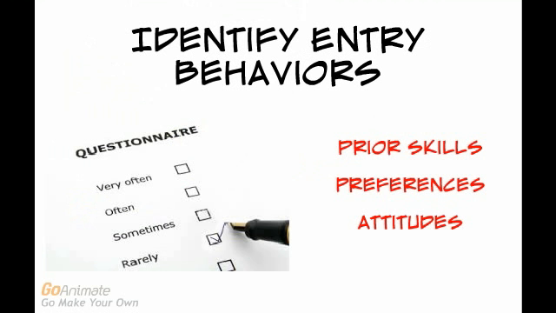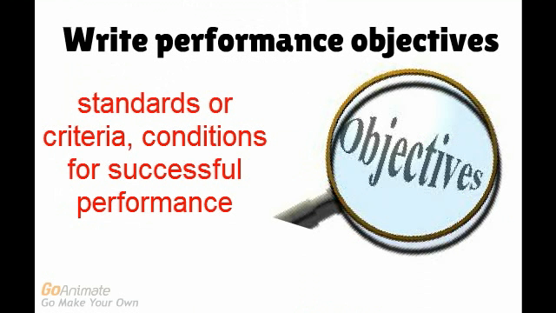For the component identify entry behaviors, it is to identify the learner's present skills, preference and attitude, as well as characteristics of instructional setting. Writing performance objectives is to describe the task or skills to be learned and to establish the standards or criteria, conditions that the task must be performed.